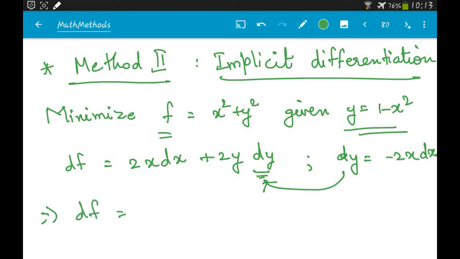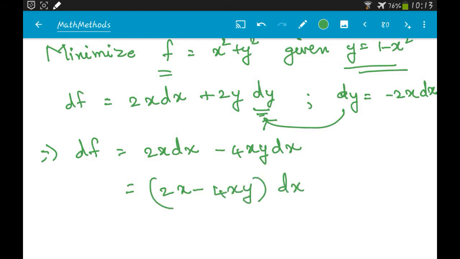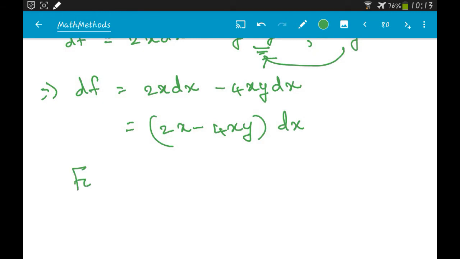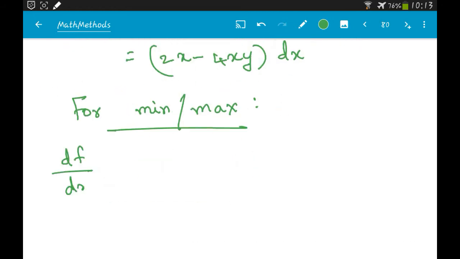Alright. So now instead of dy we can substitute this value, right? So we have df is equal to 2x dx minus 4xy dx. Alright. So this is nothing but (2x minus 4xy) into dx. Okay. Now for minimum or maximum, we will have df by dx set to 0. Okay. So we already have our df by dx, right? So df by dx is 2x minus 4xy. So we can just set this to 0.